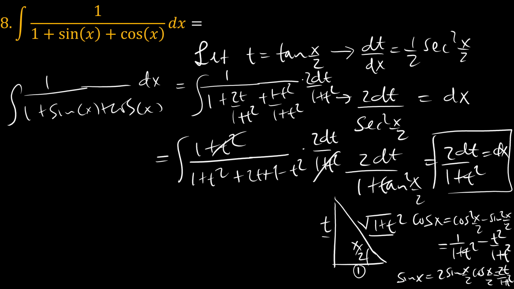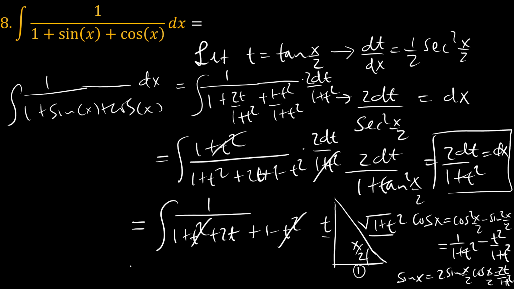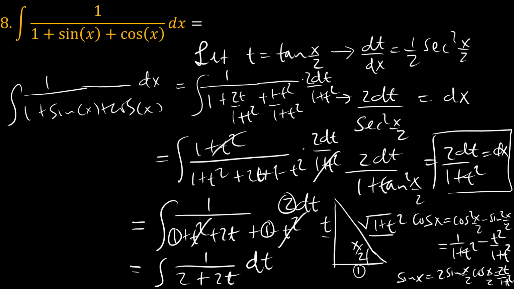That and that cancel, so we have the integral of 1 over 1 plus t squared plus 2t, this one here, plus 1 minus t squared. This and that would cancel, so we have the integral of 1 over 1 plus 1 is 2 plus 2t, and we have dt there. We have a 2 here, so we can bring the 2 out here. But we see that these 2 and these 2 would cancel.